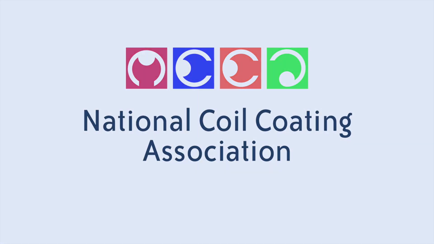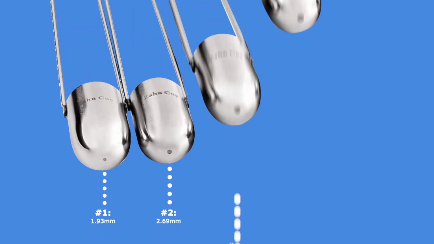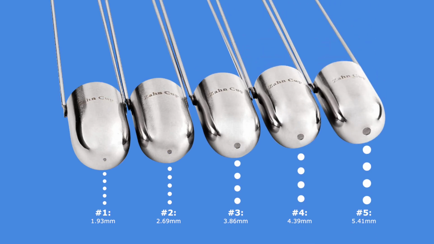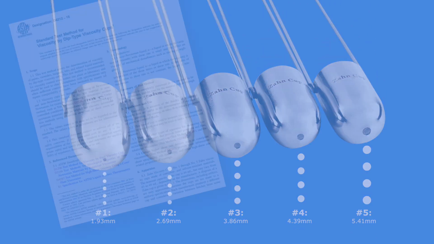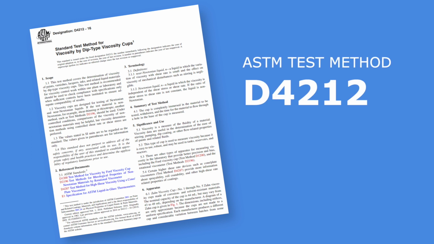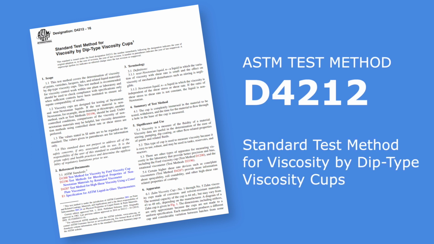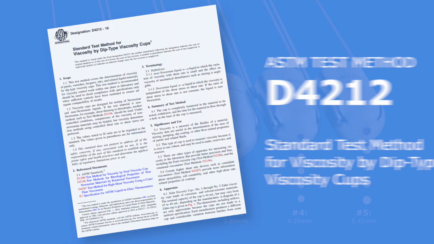This video describes the use of a Zahn Cup to determine the viscosity of paints used in the coil coating industry in accordance with ASTM D4212, Standard Test Method for Viscosity by Dip-Type Viscosity Cups. It is a fast, simple method that is widely used in industry.